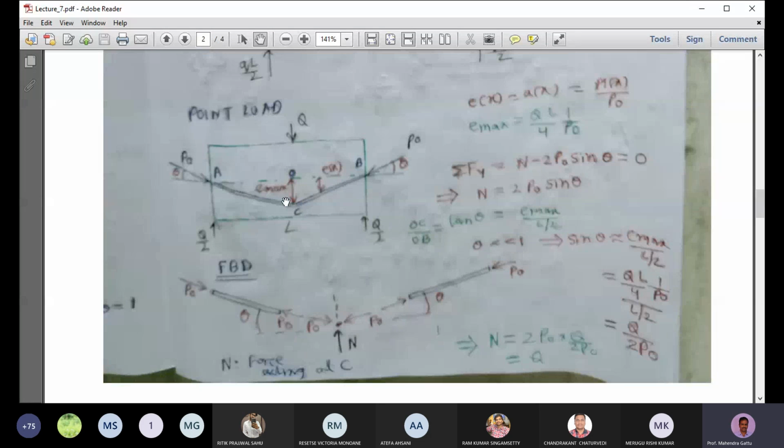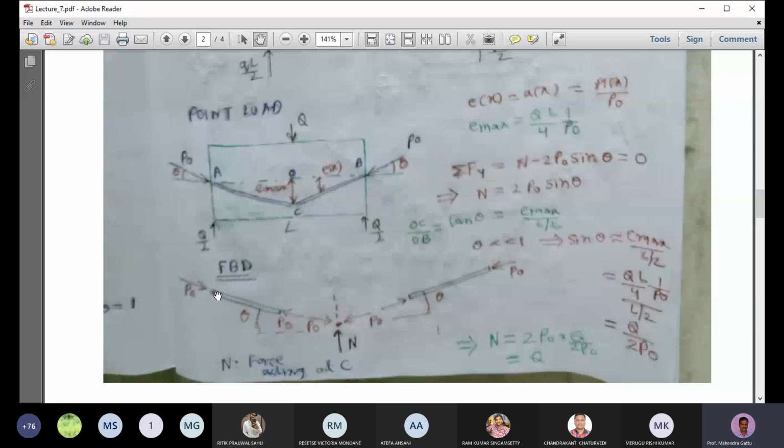So we'll analyze member AC here, and then we'll analyze member CB, and we'll find what is the force which should be coming at this joint C. So we can treat it like a truss system. This is one truss element, and this is another truss element, and we want to find the joint force coming at C. The joint force from concrete, which is coming onto this member, we want to find out. So let's draw the free body diagram for this truss element AC.